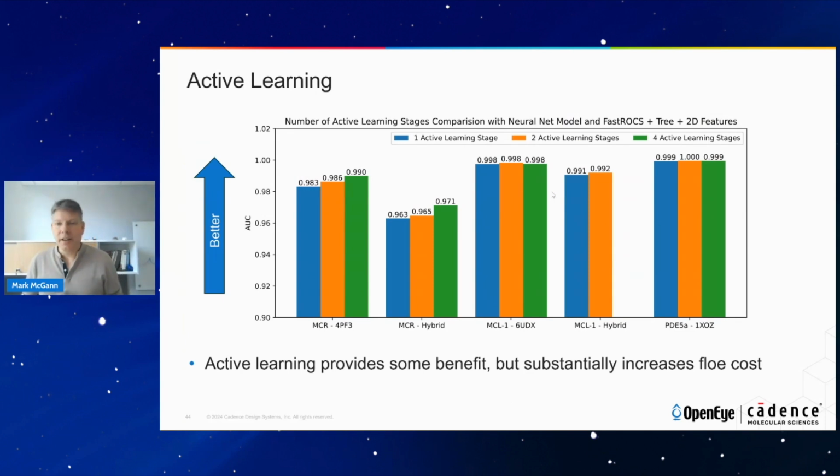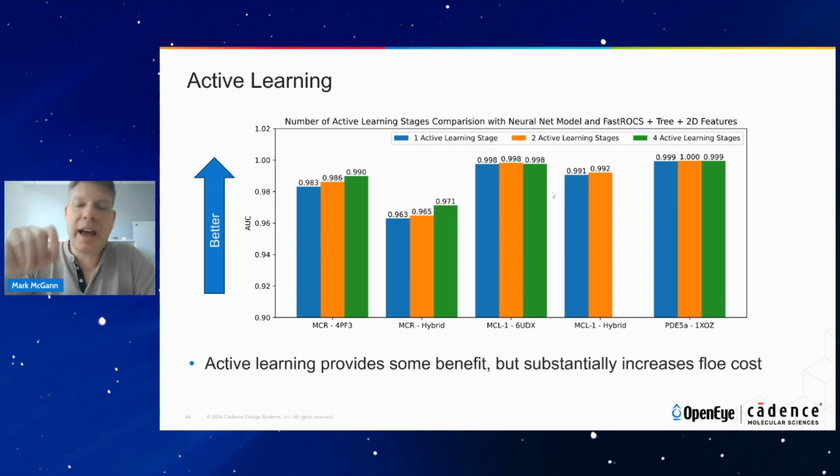And finally, this is what happened when we tried increasing the number of active learning stages, but controlling that the total percentage of training molecules was constant. So we tried 1, which is our default, which is really no active learning, 2 active learning stages, and 4. For the mineral corticoid receptor, there is an increase in performance that you see, and there does seem to be a trend in improvement. In the other cases, there's no real clear trend of improving performance.